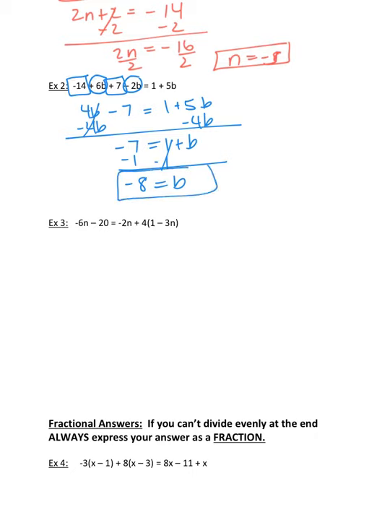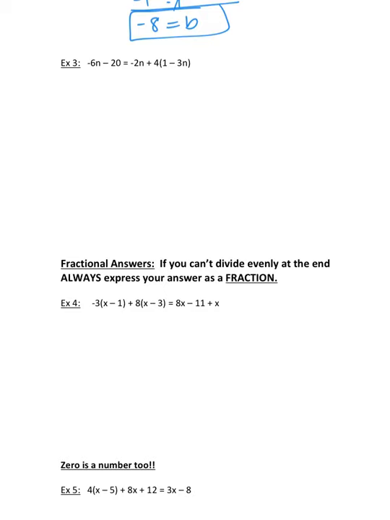Okay. Example 3 is an example where you have some parentheses indicating that you have to distribute first. So always make sure that you distribute first. So you have 4 times 1 is 4. 4 times negative 3n is negative 12n. Bring down everything else. And I have like terms that can be combined. So I'm going to combine negative 2n and negative 12n, and that's going to give me negative 14n plus 4 on the right-hand side. And then on the left-hand side, I have negative 6n minus 20.